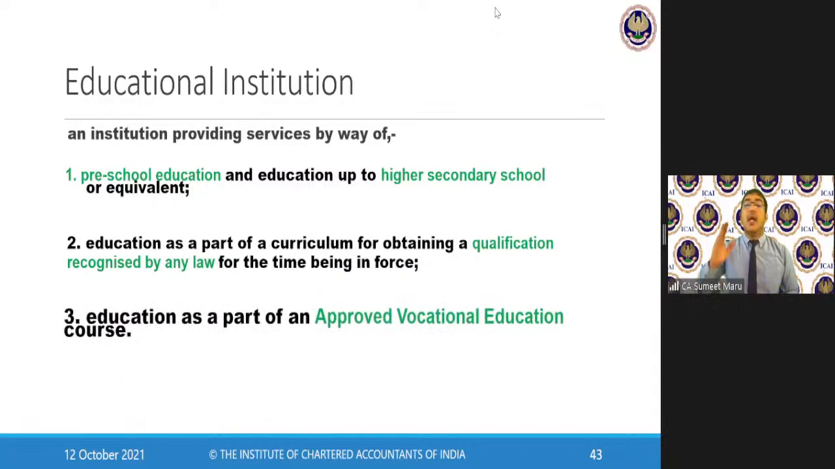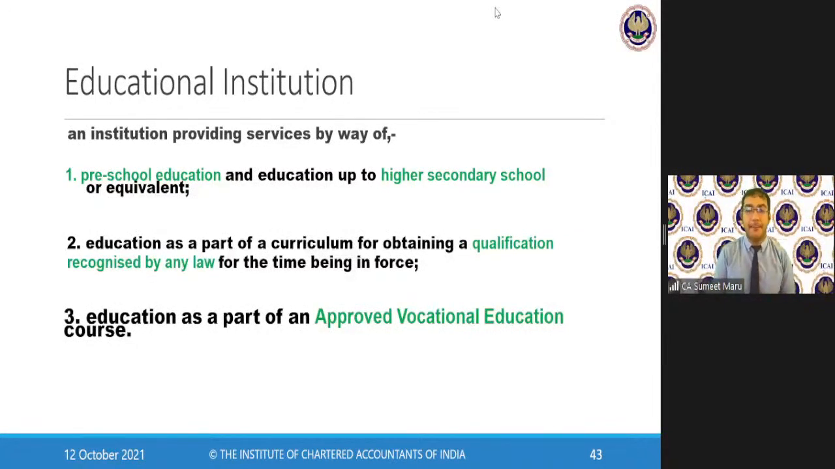And the last, which is giving education as a part of an approved vocational education course. So there are these three things. There are these three kinds of institutions which will be known as education institutions. The first, primary till HSC. Second, those giving education for a particular qualification which is recognized by law. And the third, approved vocational education courses. Please don't forget, approved vocational education courses. So these three are going to be known as education institutions.